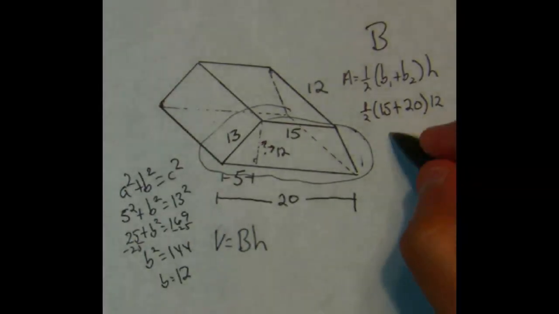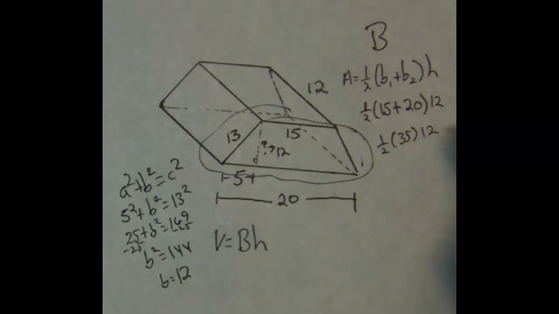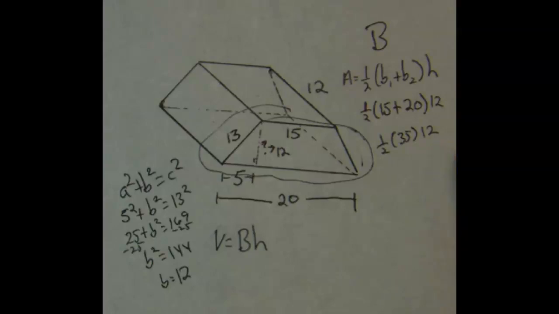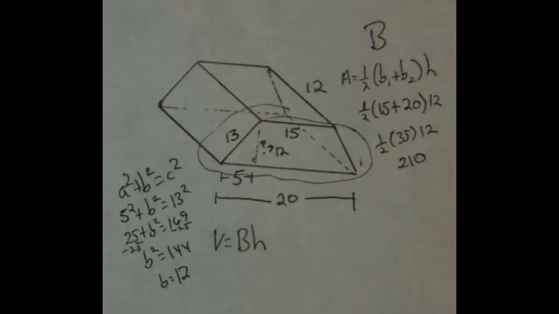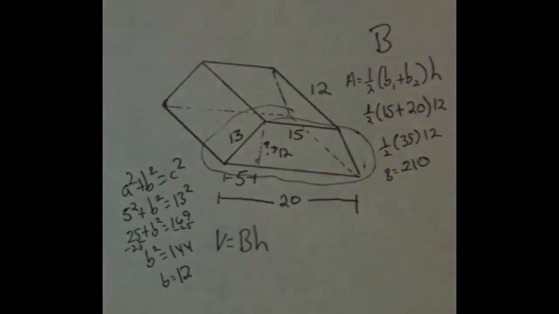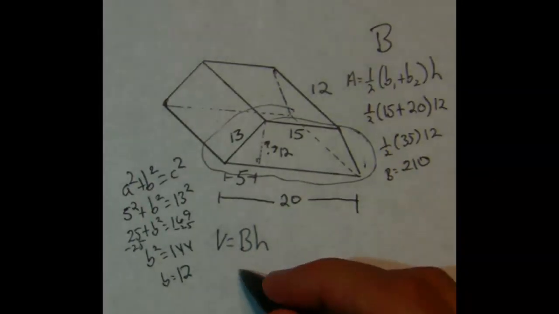15 plus 20 is 35. Take half of 35, multiply it by 12, so 35 divided by 2 times 12 should give you 210. Now 210 is big B, so I can put 210 right here.